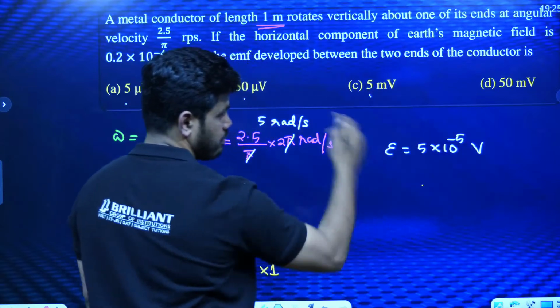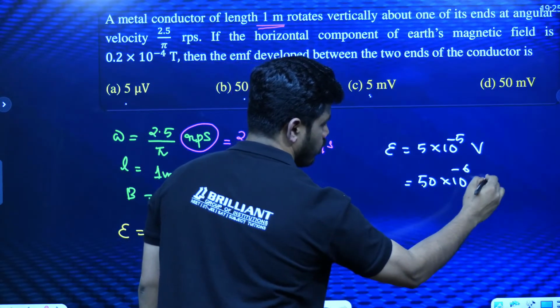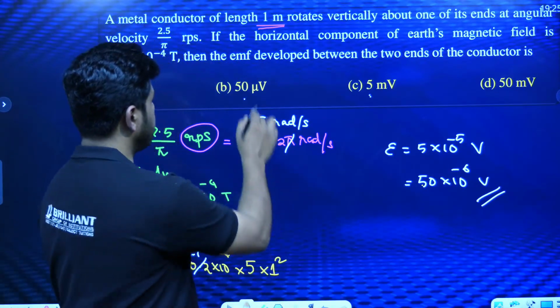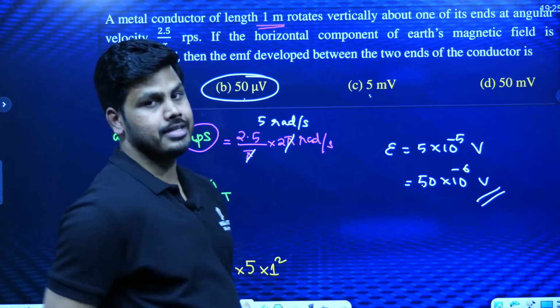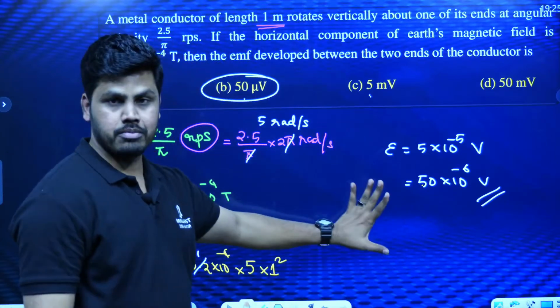So if 5 is not matching, now if you just make it 50, 50 into 10 raised to minus 6 volt is another form of the same value. 10 raised to minus 6 volt is nothing but microvolt. So option B is the matching one. Okay. So this is what we have to do.